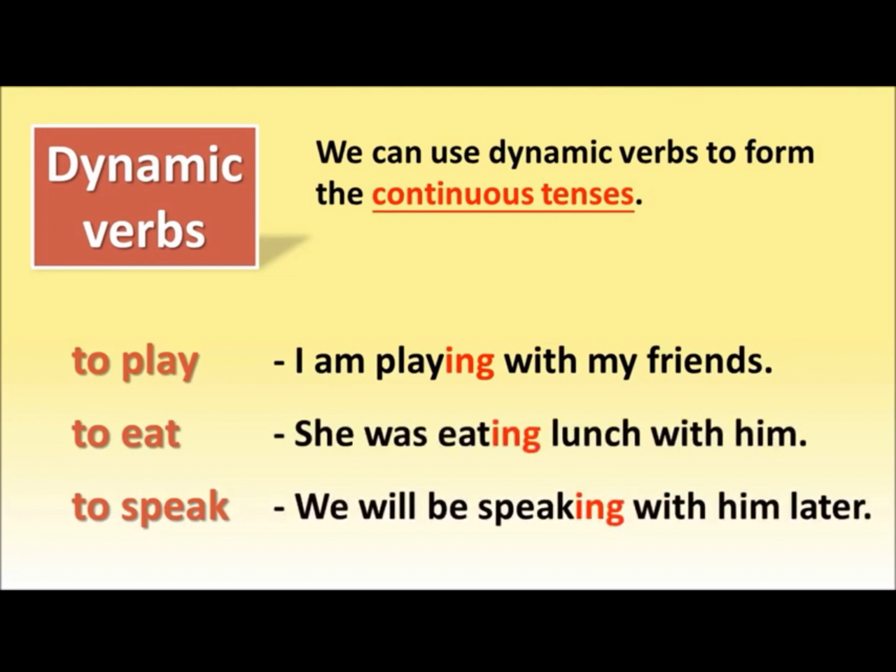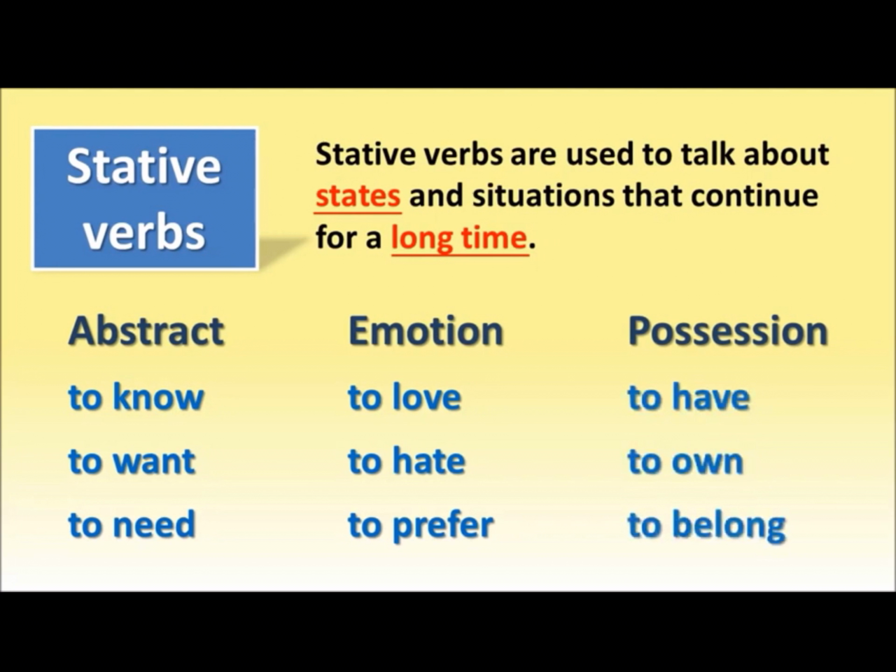Again, I am playing with my friends, she was eating lunch with him, and we will be speaking with him later. So we put play, we put eat, and we put speak in the continuous tense, adding an ing to each word. Now, let's look at the stative verbs.